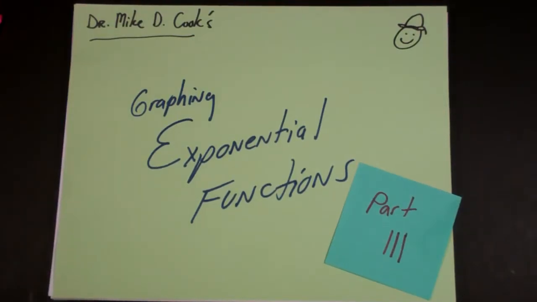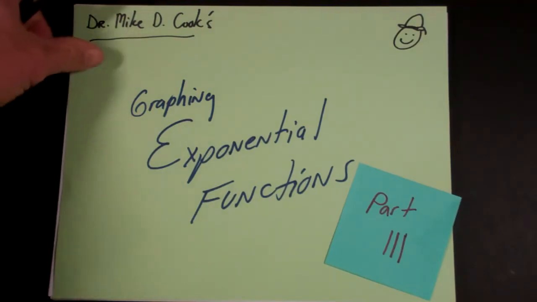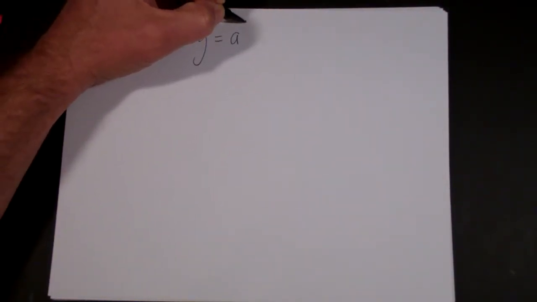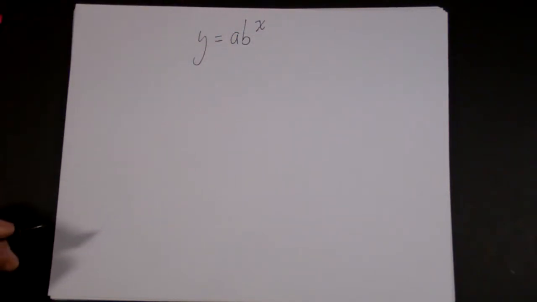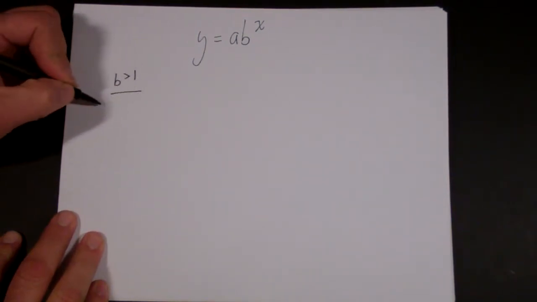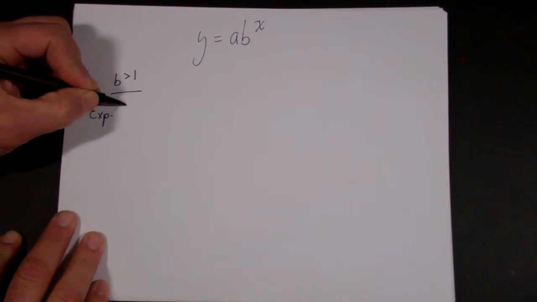In this video, we're going to continue looking at graphing exponential functions, and this is the third of a series of videos. In particular, we're going to look at four potential graphs. So we're going to look at the general exponential function a b to the x, and we realize two things are possible. The first thing is, if b is greater than 1, then that means it's an exponential growth function.